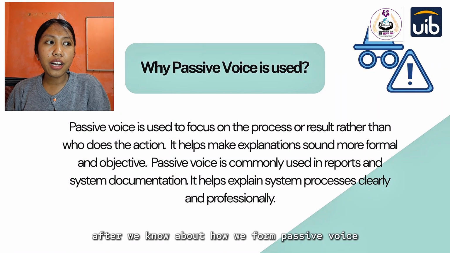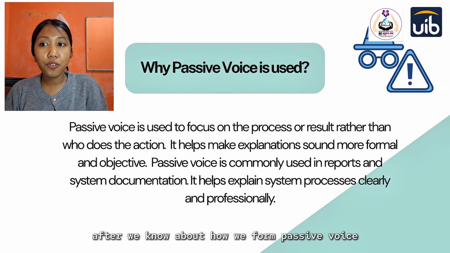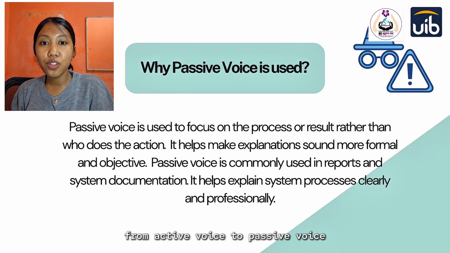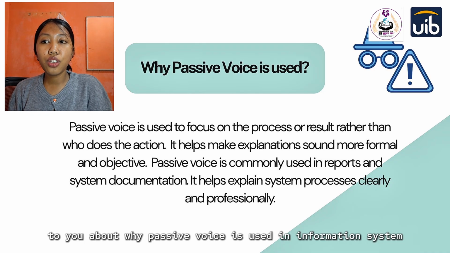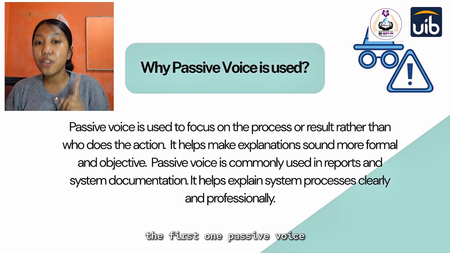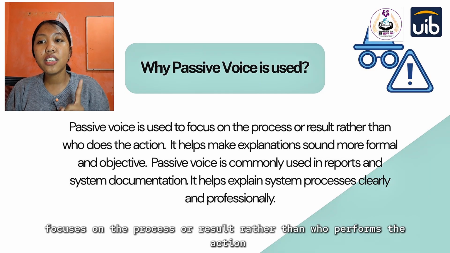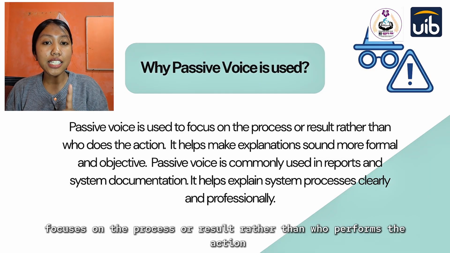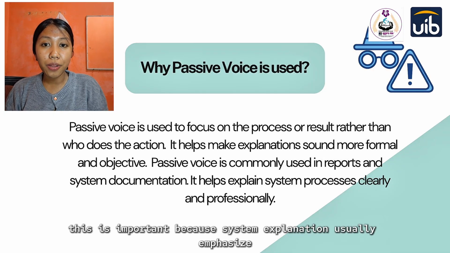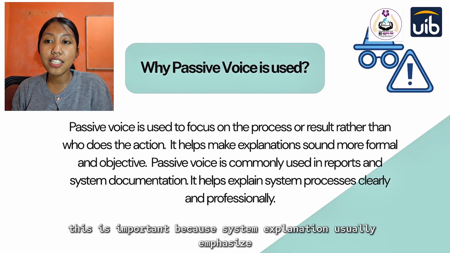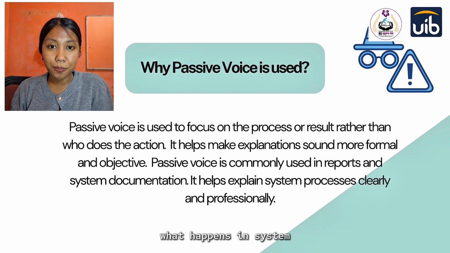After we know how we form passive voice from active voice, now I will tell you why passive voice is used in information systems. The first one, passive voice focuses on the process or result rather than who performs the action. This is important because system explanations usually emphasize what happens in the system.